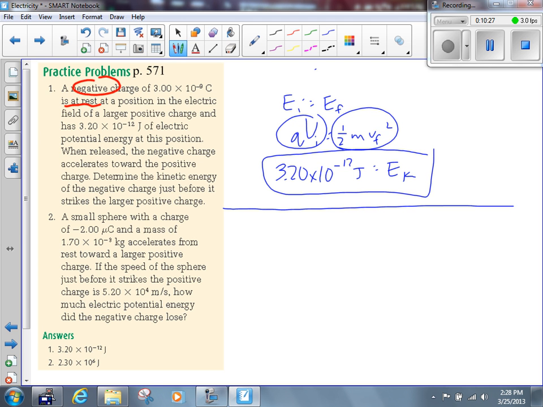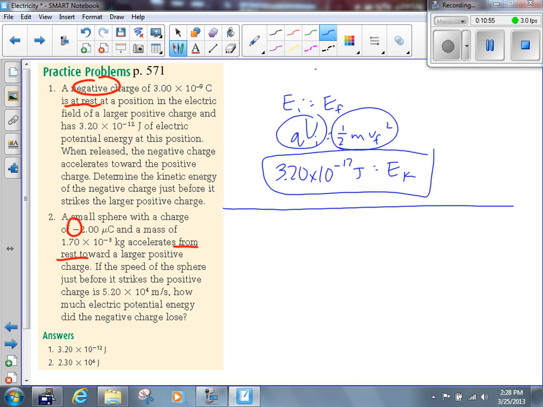Let's take a look at question 2 here. There's a small sphere with a charge of negative 2 microcoulombs and a mass of 1.7 times 10 to the minus 3. It accelerates from rest toward a larger positive charge again. If the speed of the sphere just before it strikes is 5.2 times 10 to the 4, how much potential energy did the negative charge lose?